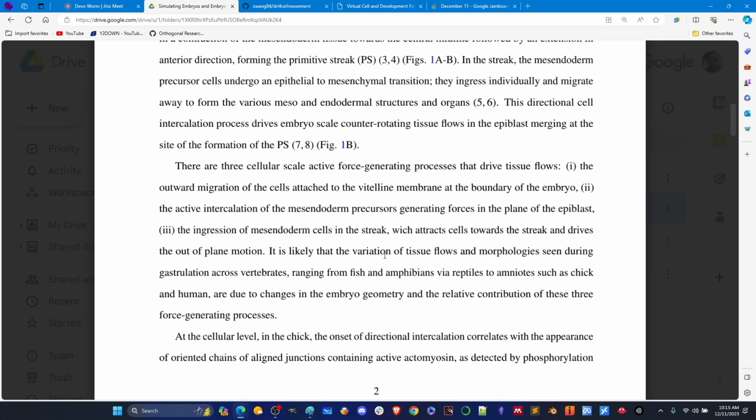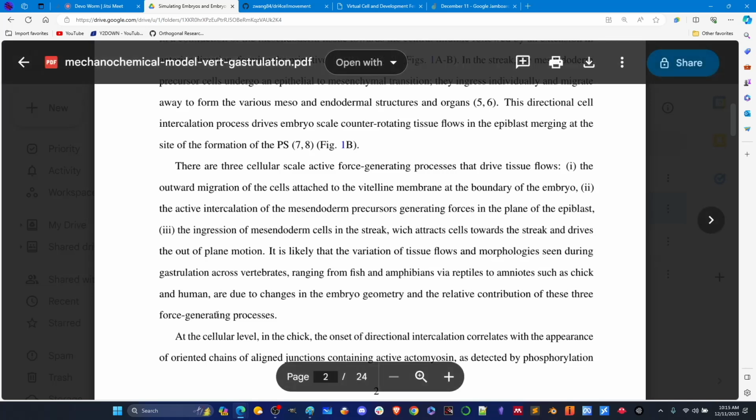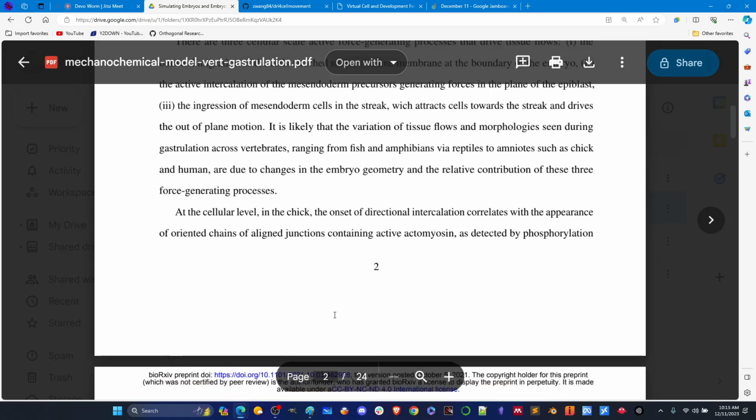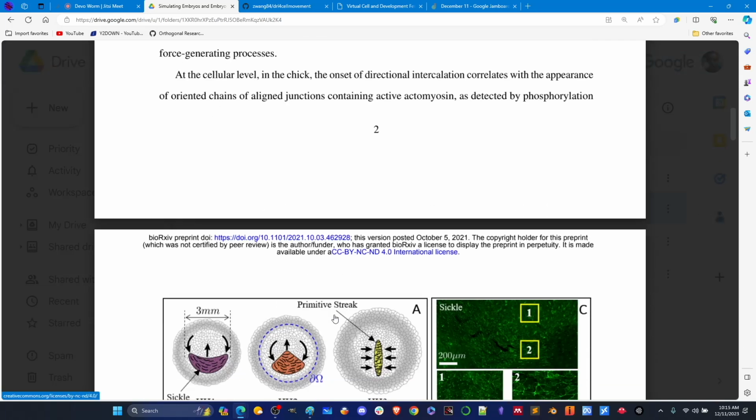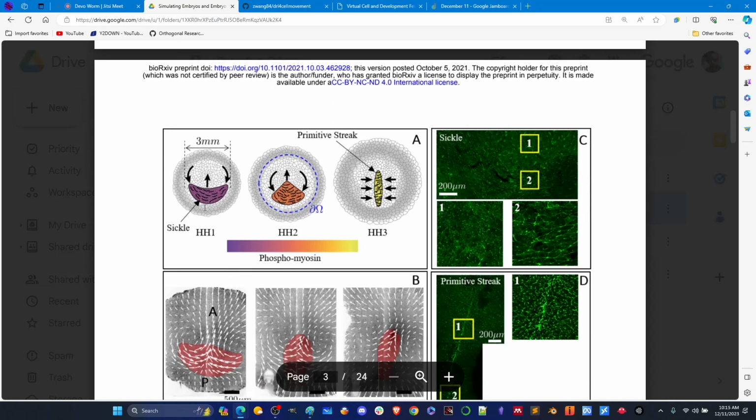And so the variation of tissue flows and morphology seen during gastrulation across vertebrates, and they go all across vertebrates. So we're talking about fishes, amphibians, and reptiles to amniotes. And these are due to changes in embryo geometry and the relative contribution of these three force-generating processes. So that's what we have. And so this is an image of what we have here.